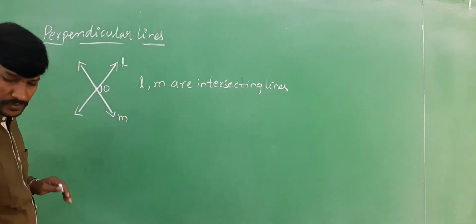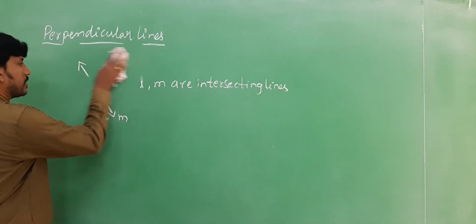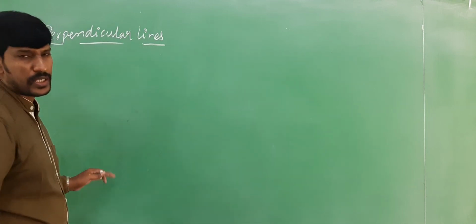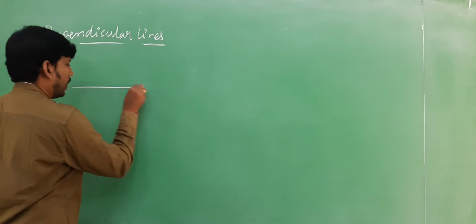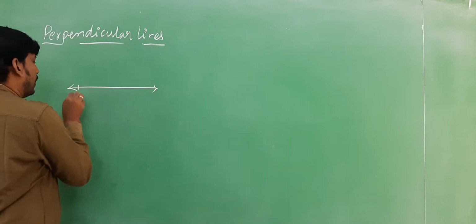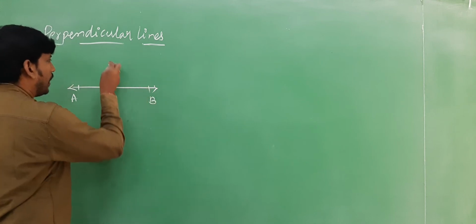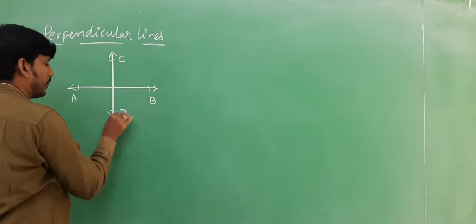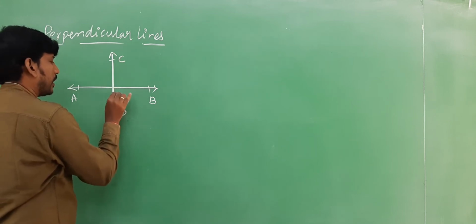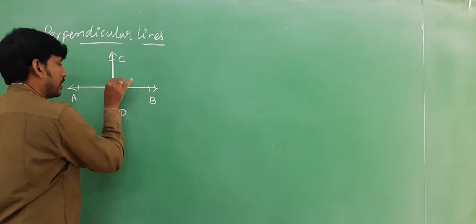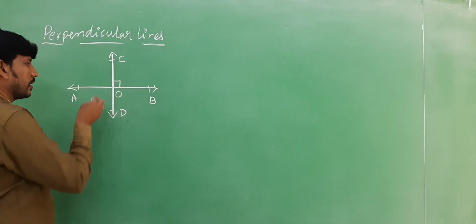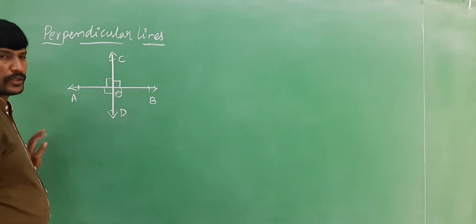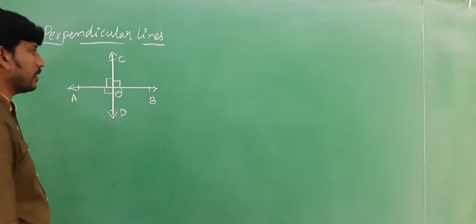Perpendicular lines. I am going to draw the perpendicular lines to understand the diagram in a better way. One is a horizontal line, one is a vertical line. This is one line, let us take AB. Here is one more line, exactly in the middle. This is CD. Here is a point, let us take O. This is an angle of 90 degrees. This also 90 degrees. Even this also 90 degrees. This also 90 degrees. There are totally 4 right angles. Right?